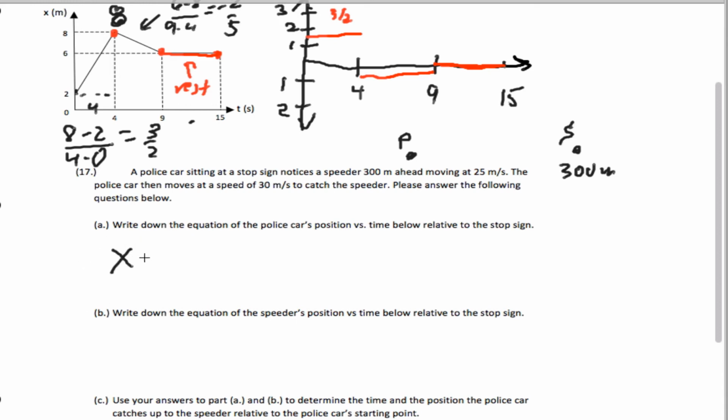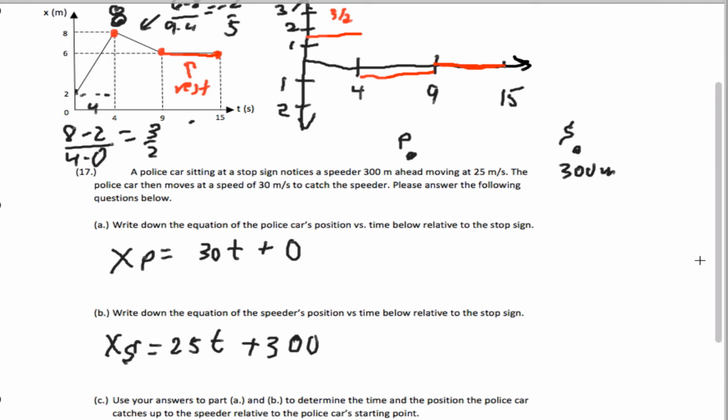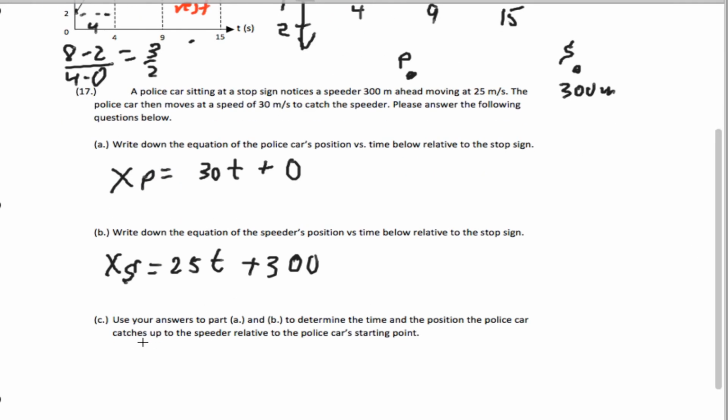The police car's position as a function of time is going to be 30t plus its initial position of 0. The equation for the speeder is going to be 25t, and its initial position is 300. Using these two facts, we're going to determine the position and the time at which the cop car catches the speeder. We're going to do that by setting these two things equal. By setting them equal, we're saying they meet at the same point. So the police car position is the speeder position when they meet up.